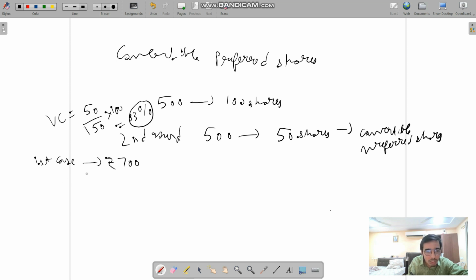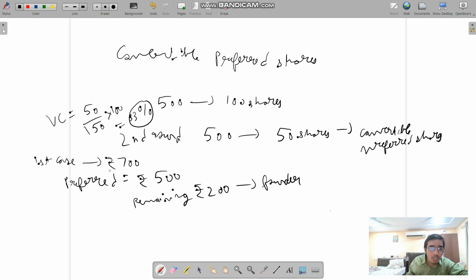So let's take the first example. In the first case, the company has been sold for 700. Now let's say these guys have not converted their preferred shares. So what will happen in this case? The preferred shareholders will be given their original capital back first, 500, and the remaining 200 will be given to the founder.